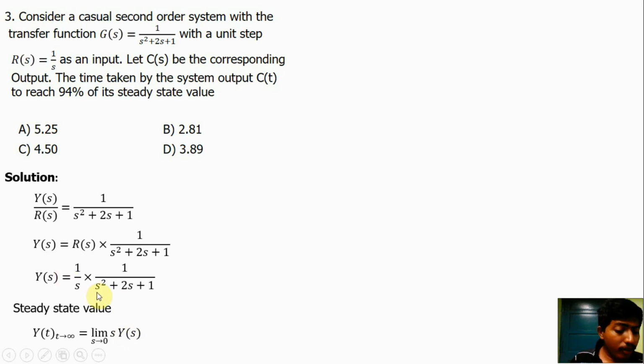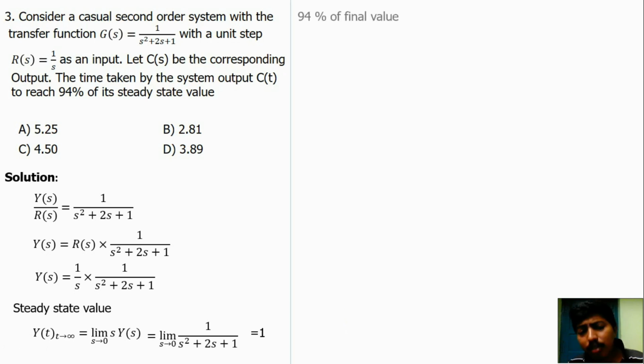We know the y of s value; substitute it here and we can get the steady state value. In the limit as s tends to 0, s is cancelled, so we get this. Substitute s equal to 0 in this equation and we get the answer as 1. So the final value, the steady state value, is equal to 1. Then what is the value of 94% of the final value? 94% of 1 means 0.94.